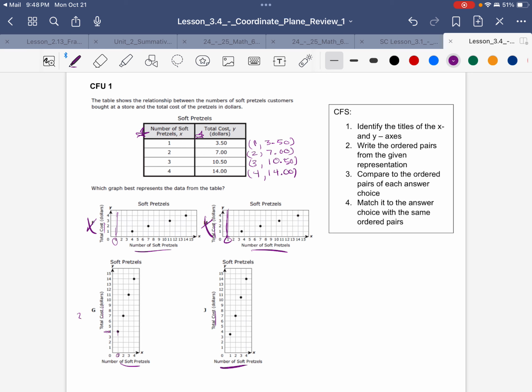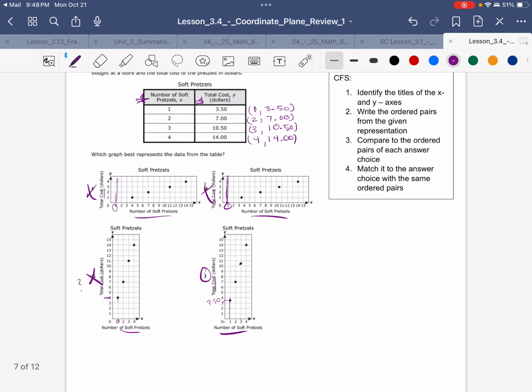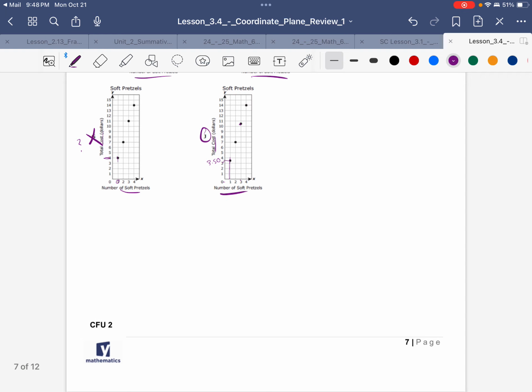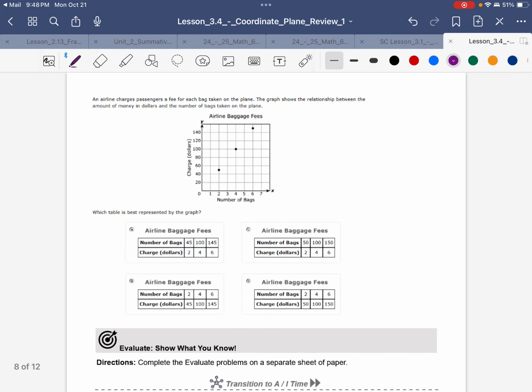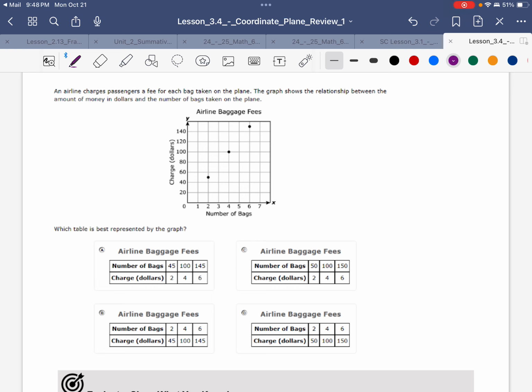We can put a question mark here just in case. We can come back and look. So here, 1 pretzel. Go up. Oh, it's more than 3, less than 4. So I would say that's about $3.50, right? So I agree with that. Let's check a few more points. Let's check 3, and then $10.50. Yep, that's it. So J would be our answer. G is also wrong. All right, let's do another one. Remember, give yourself a shot. Try it out before you just check your answers.